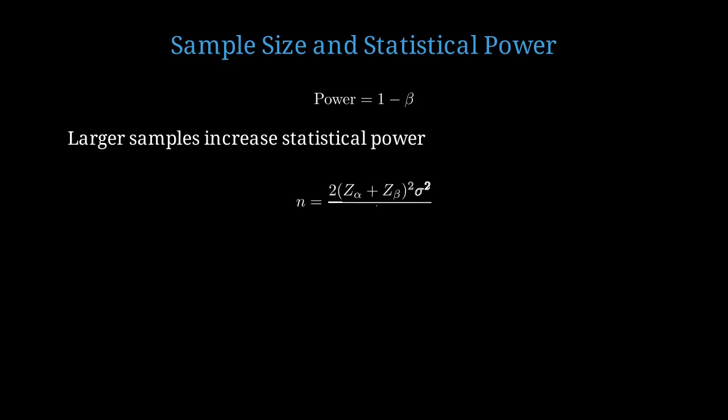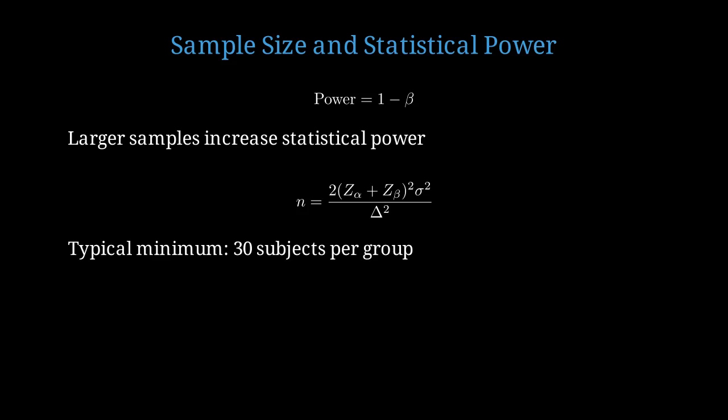The required sample size n depends on your desired significance level alpha, desired power, which relates to beta, the variance sigma squared, and the effect size delta squared. As a rough rule of thumb, you want at least 30 subjects per group for the central limit theorem to apply. But more is always better, especially if you expect a small effect size.